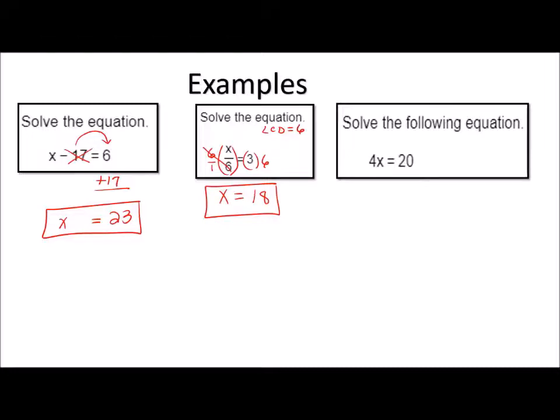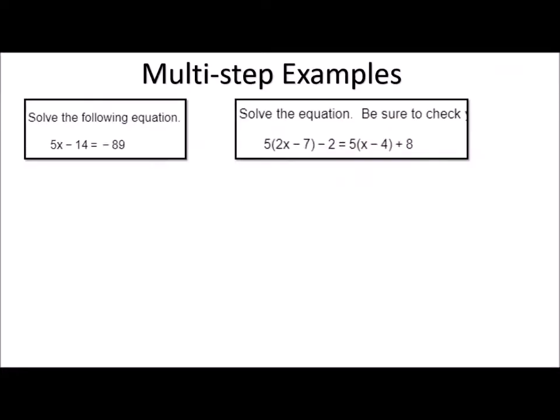You always will eliminate the coefficient by dividing by that number in front of x. When I divide, you'll notice I put a fraction bar that symbolizes division, and it leaves us x equals 5 as the solution. Now here are examples of multi-step equations.